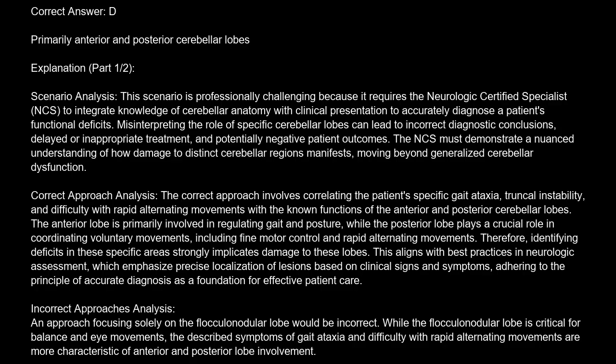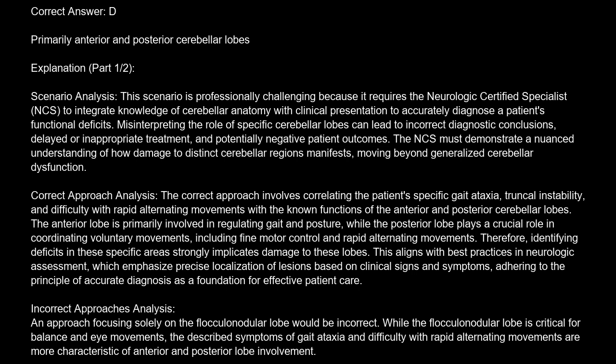The correct approach involves correlating the patient's specific gait ataxia, truncal instability, and difficulty with rapid alternating movements with the known functions of the anterior and posterior cerebellar lobes. The anterior lobe is primarily involved in regulating gait and posture, while the posterior lobe plays a crucial role in coordinating voluntary movements, including fine motor control and rapid alternating movements. Therefore, identifying deficits in these specific areas strongly implicates damage to these lobes. This aligns with best practices in neurologic assessment, which emphasize precise localization of lesions based on clinical signs and symptoms, adhering to the principle of accurate diagnosis as a foundation for effective patient care.